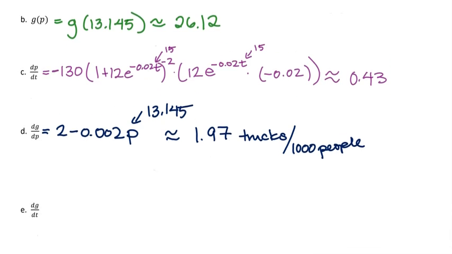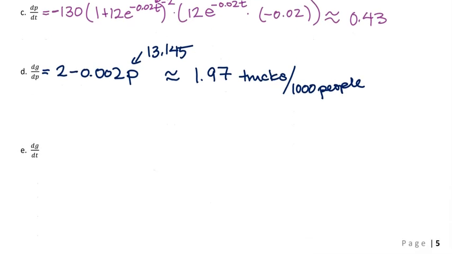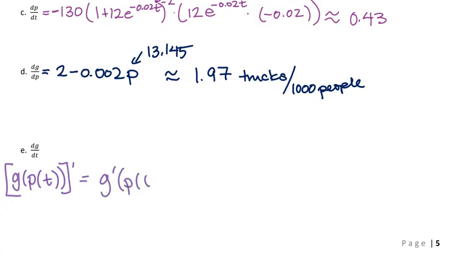Okay, so now kind of the culmination. This has been building up to it. We are asked to find the derivative of g with respect to t. And this is a little bit tricky because g is not a function of t. G is a function of p, and p is a function of t. So we are really being asked to take the derivative of g of p of t, which will become g prime of p of t times p prime of t.